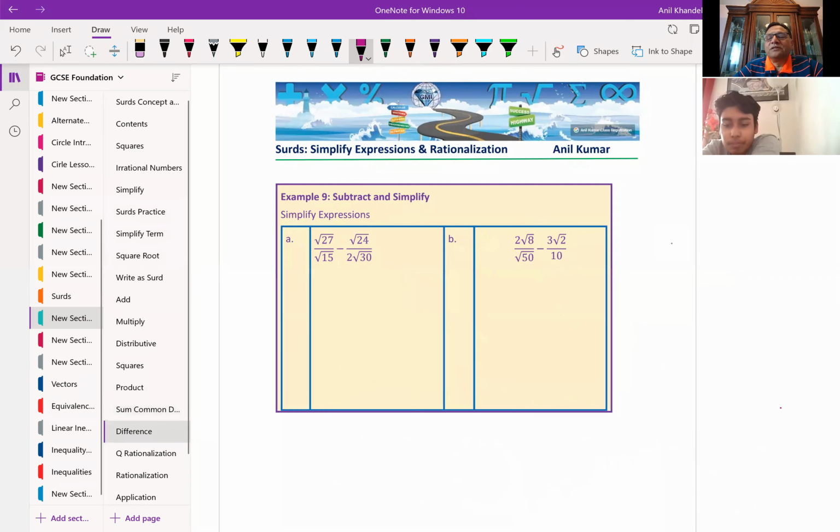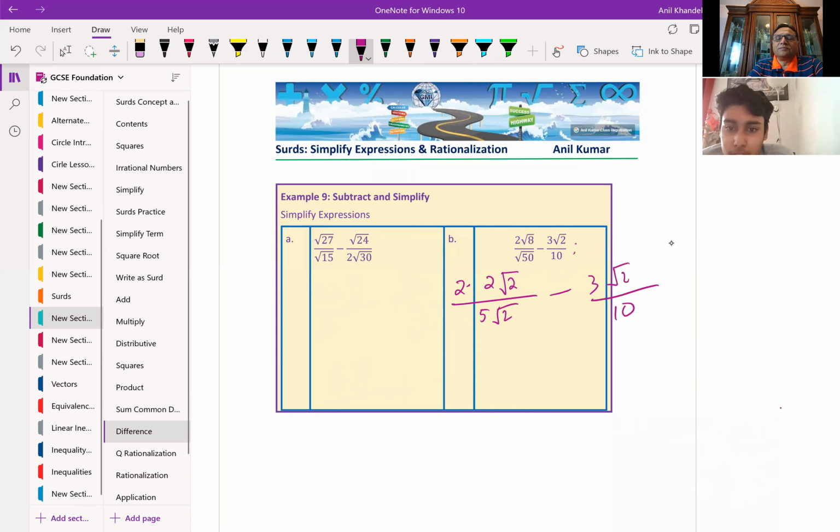So let's practice with subtraction this time. Let's do this one. This seems to be easy. Can you help me doing this? So it's square root 27 by square root 15 subtracted by square root 24 divided by 2 square root 30, sir. So wait, we're doing which one, A or B? B. Oh, B, sorry. So 2 square root 8 divided by square root 50 minus 3 square root 2 divided by 10.